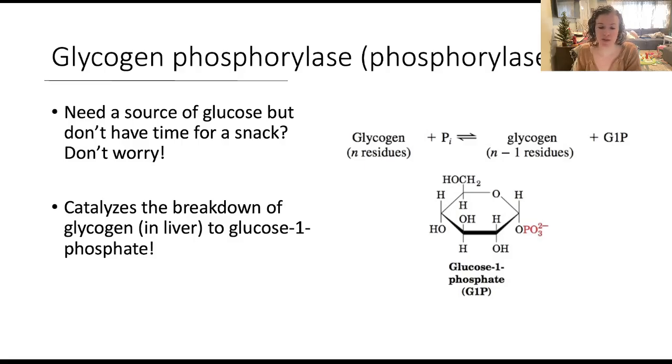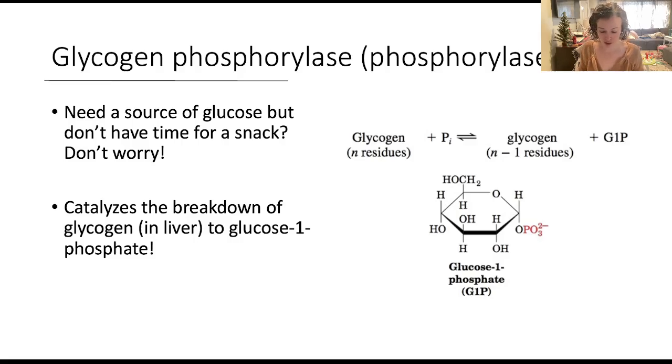Imagine you haven't eaten in a while, right? Your body doesn't have any energy from the food that you ate, but that's okay because your liver stores energy, glucose, in the form of glycogen. This enzyme catalyzes the breakdown of glycogen in your liver to glucose 1-phosphate. Glycogen is basically just a polymer of glucose.